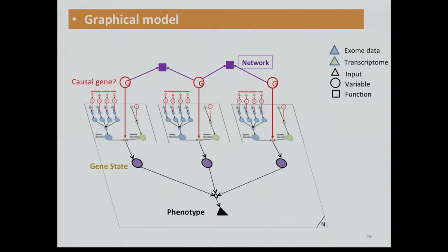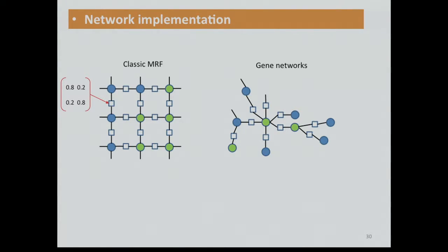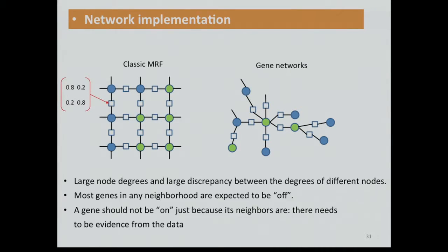How do they affect the model? Can you explain some more? Yes, I will explain exactly how they affect the model. These are factor-based models, and usually in classic MRFs there is a parameterized factor which is the same for every node. But we have a slightly more difficult problem in gene networks. It's not a nice grid, and degree distributions start to matter a lot because there's such diversity. The large node degrees and the discrepancy between degrees can really skew the message passing. I should mention that we use message passing, like loopy belief propagation, for inference in our model, but they can skew this kind of propagation.